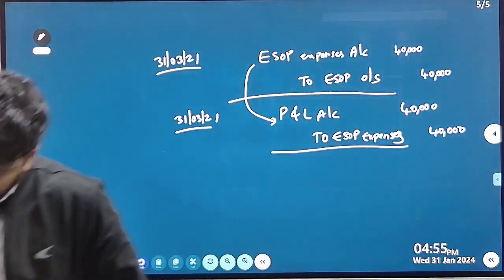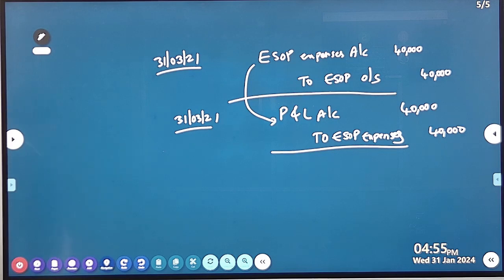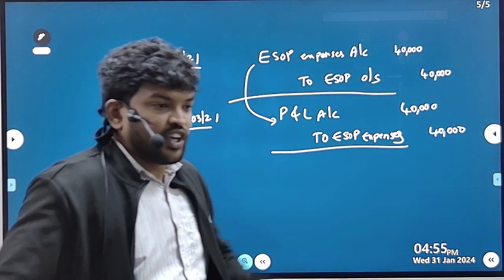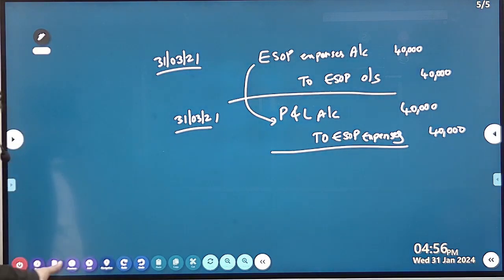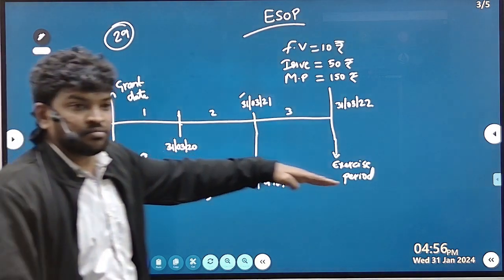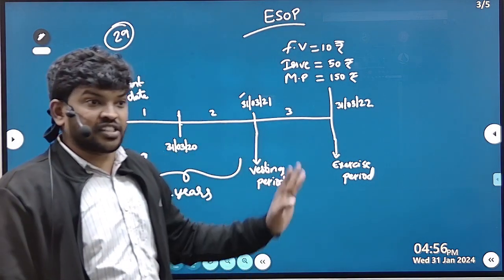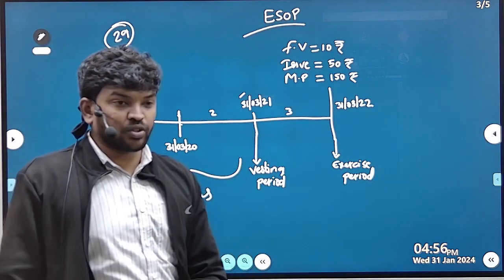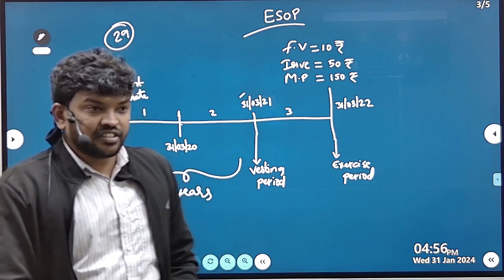Clear? Clear till now? Any doubts? If you have any doubts you can ask me. Any doubts till now? You should understand this diagram first. If you don't understand this diagram, you cannot pass the exact entries for the exact amount. Understanding?